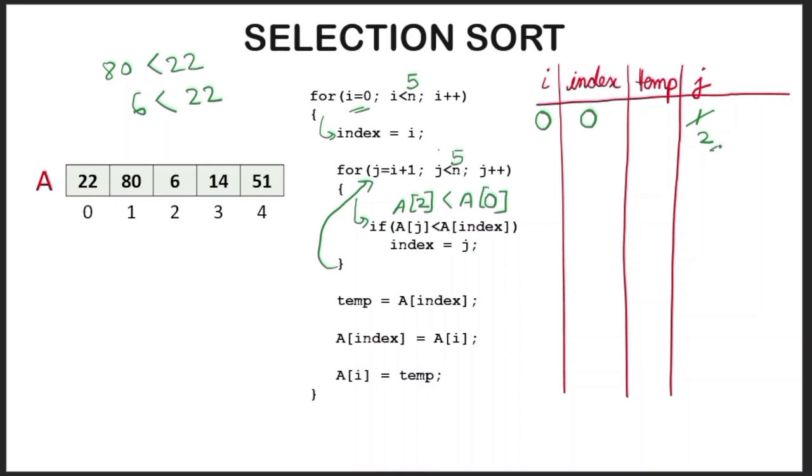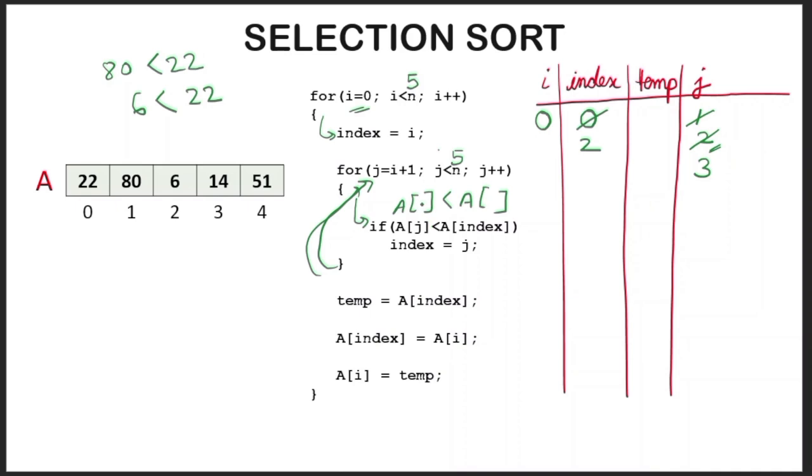What is j? J is your 2. So index will store the value 2. Now we will go and increment the value of j. J becomes 3. Is 3 less than 5? Yes, the condition is true. So we will enter the body of the inner for loop.